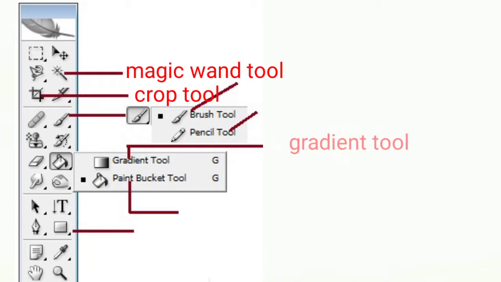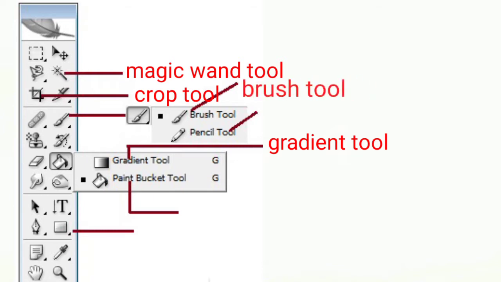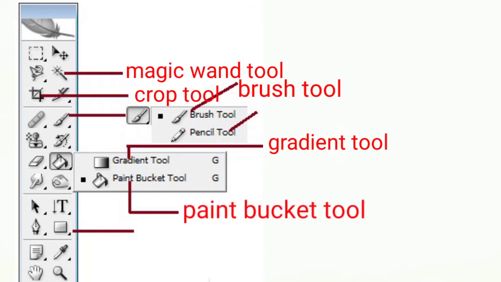Then next one is the gradient tool. It helps to create gradient fills for an image of any color. Next is the brush tool. This tool is a basic painting tool. It works like a traditional drawing tool by applying color using strokes. Next is the paint bucket tool. This tool helps to fill the selected area with the foreground color or patterns. It can fill whichever color you want to give.